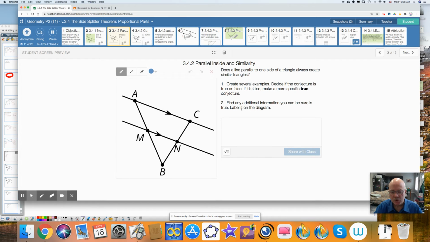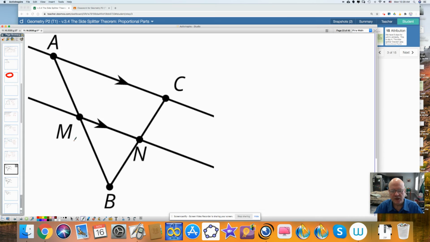And so here, students, you were asked to explain why this divides this into parallel parts. Does a line parallel to one side always create similar triangles? I make a conjecture. The conjecture is a line parallel to one side of a triangle always creates similar triangles. And my reasoning for that is this. If I have parallel lines, corresponding angles are congruent. These two angles are congruent. These two angles are congruent. By the angle triangle similarity theorem, the triangle ABC is similar to triangle MBN.